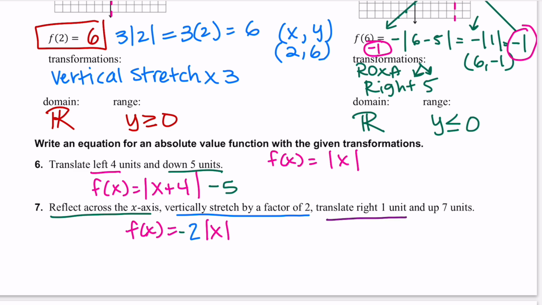Right is in the positive direction. We always put left and right inside the absolute value. The right one is plus 1, but we want to do the opposite. So I'm going to put a minus 1 inside the absolute value there. Now the last step is the up 7. Up and down is at the very end, so I'm going to put a plus 7 at the end of this equation.